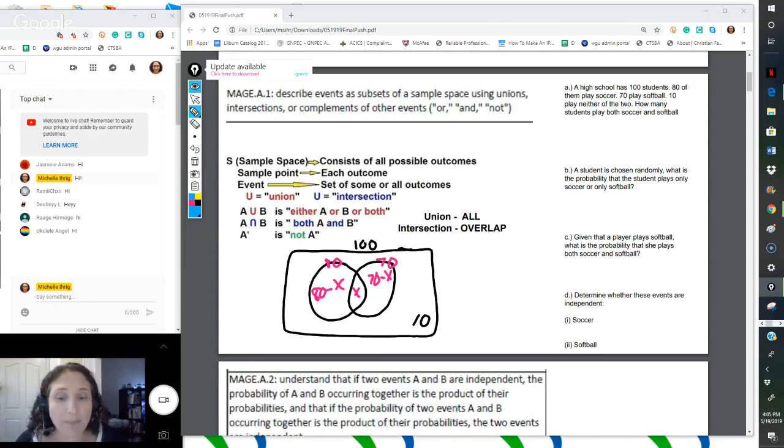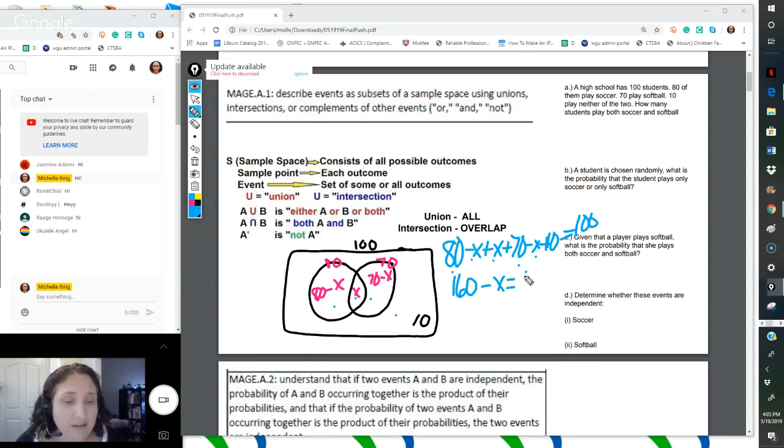So because there's 100 total people, we're going to just add up each of those 4 pieces. 1, 2, 3, 4. So we've got 80 minus X plus 70 minus X plus the extra 10 equals 100. So then let's combine like terms. We've got 80 plus 70 is 150, plus 10 is 160 on this side. Then here we've got negative X minus X, so that's going to give me negative 2X equals 100. So then I'm going to subtract 160 from both sides.